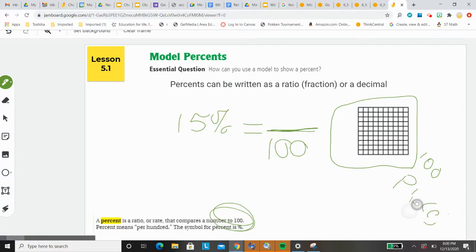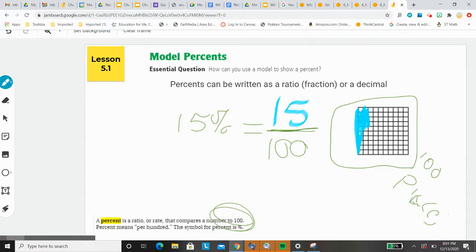All right. There are 100 pieces. So if I have 15%, then that means that I can color in 10 and then 5 more pieces. Okay? When I color in all of these pieces, I have colored in 15%, kind of poorly, but I have it done. That means that 15 pieces over 100 is how I can represent a percent.